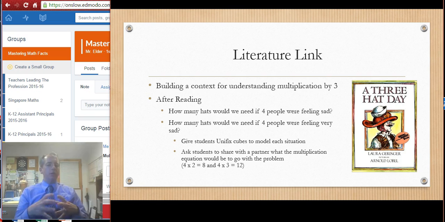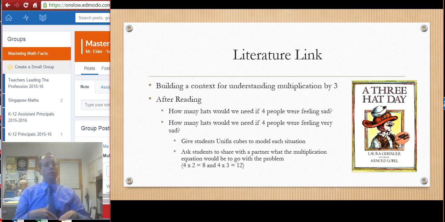We want to make it as concrete as we can, so how about we give some kids some Unifix cubes to model the situation? So they're going to have four people, right? If they're feeling sad, well, how many hats would that be? It'd be 4 stacks of 2, right? And then we'd have 4 stacks of 3 for when they were very sad. And what would the multiplication sentences or the equations look like? Well, let's go back to what we know about 4 times 2. Well, that would be 4 groups of 2. 4 times 2 equals 8.